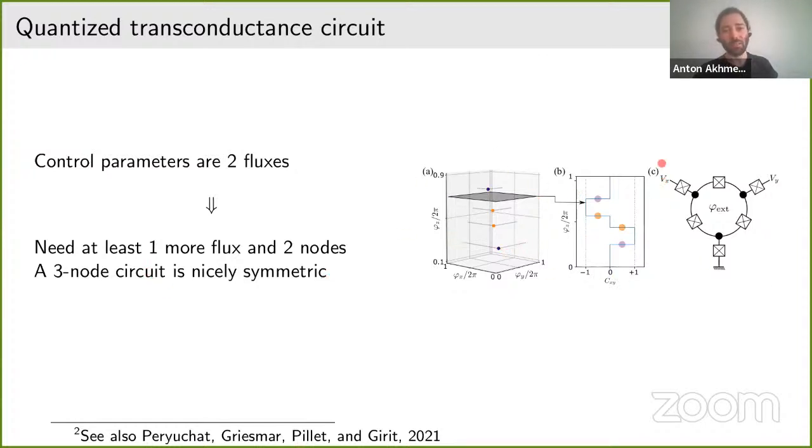So it turns out such a circuit indeed works exactly in a similar way as a multi-terminal Josephson device, in that it has topological phase transitions. And in the regions between the topological phase transitions, the Chern number is non-zero, and we have a quantized transconductance response.